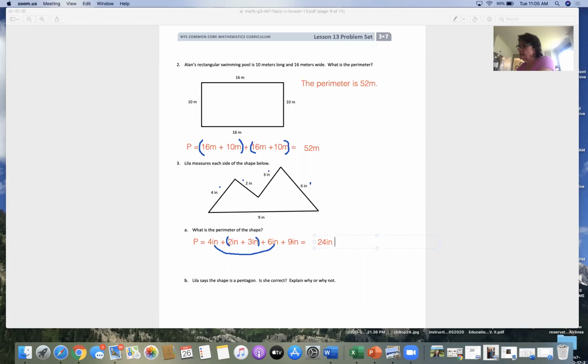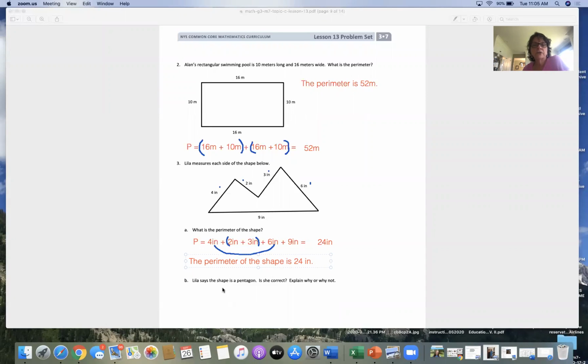And then last but not least, I really should write a TS for this. So right below here, I'm going to write the perimeter of the shape is 24 inches. And now I have a nice read, draw, write for that word problem. They did supply the picture, but I wrote the number sentence and the target sentence.